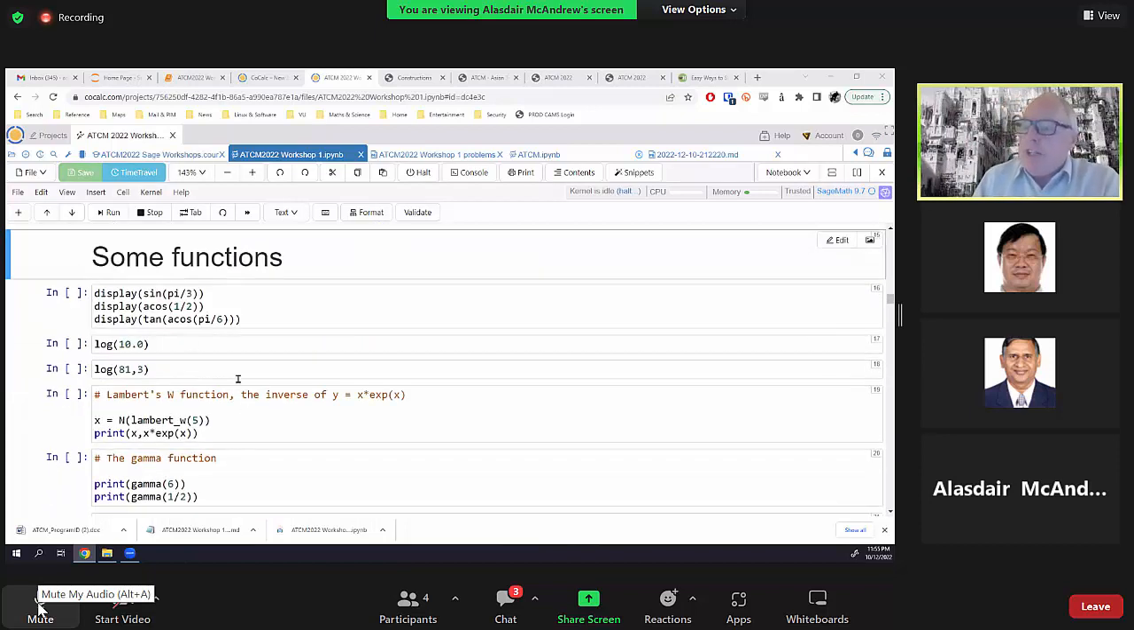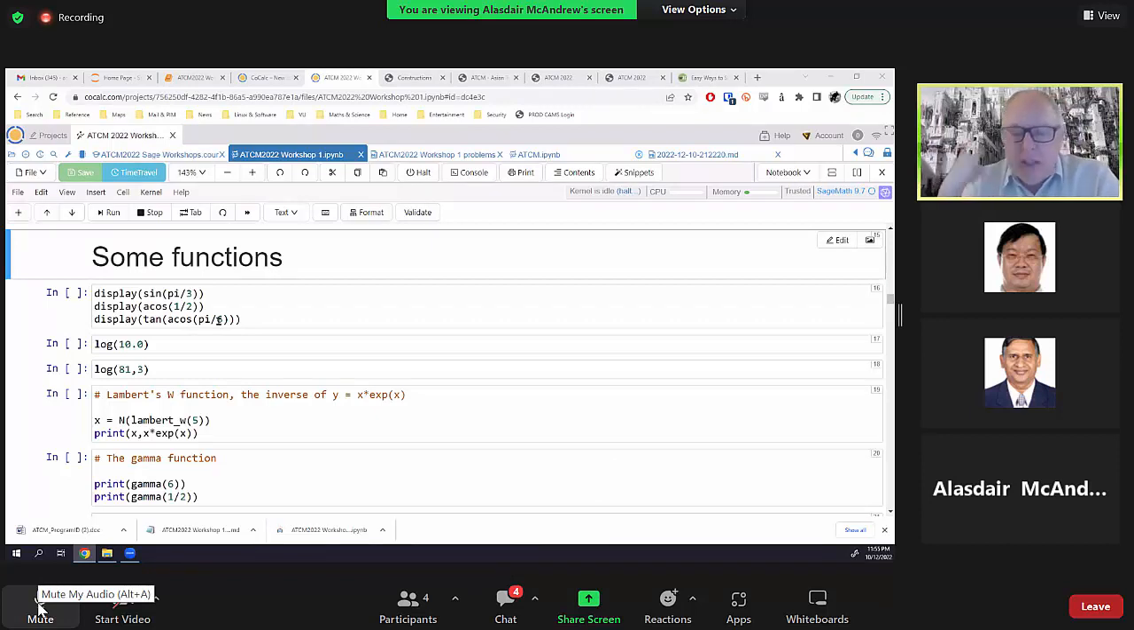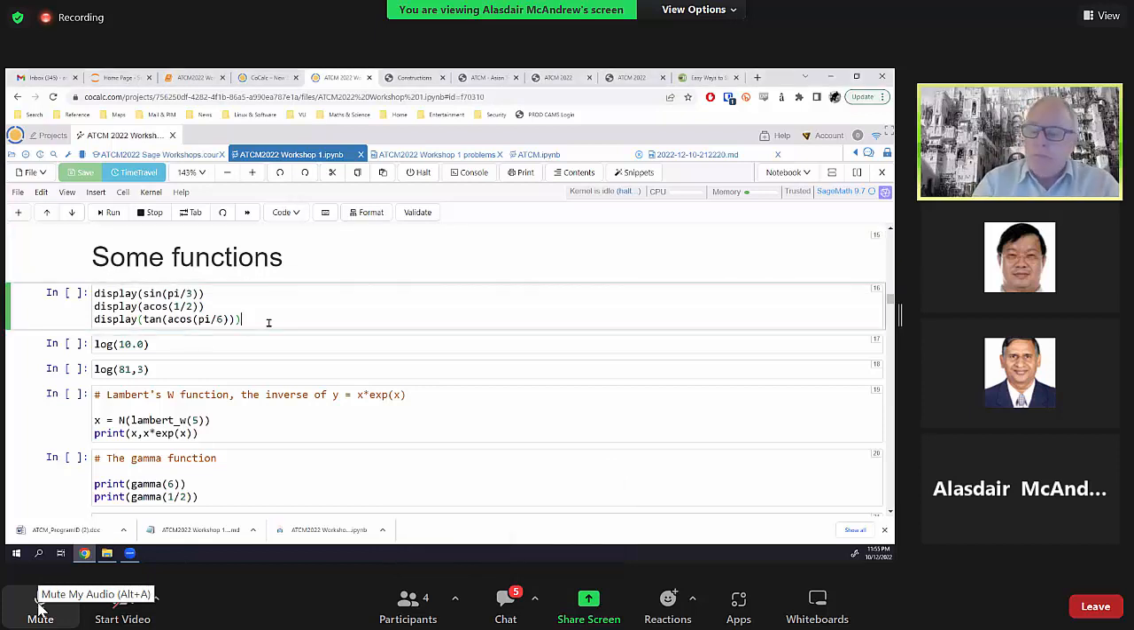It goes without saying that SAGE knows all the functions you can think of. Obviously, all the trig functions, the e to the power of x, log, all the hyperbolic trig functions, and many, many others, and many special functions that are used in mathematical physics and applications, like Bessel functions and the like, all there. So let's have a quick look at those.